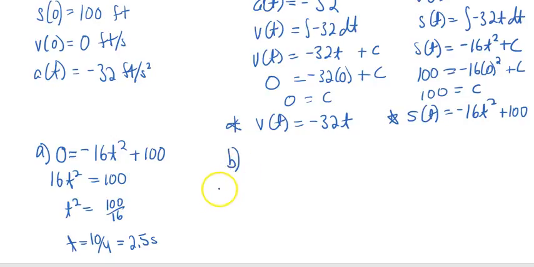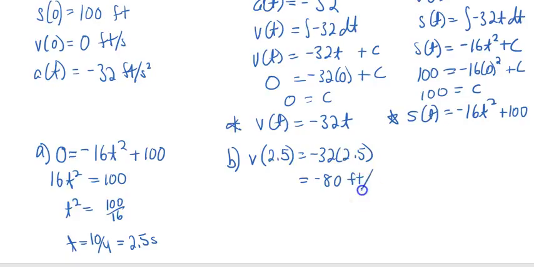Now, part B asks how fast it's going at that time. Since we know the time now, and we have that velocity equation, all I have to do is plug in. So the velocity at 2.5 seconds is just negative 32 times 2.5, which is negative 80, and I want to put units on that, and it's a velocity, so we're in feet per second in this problem.